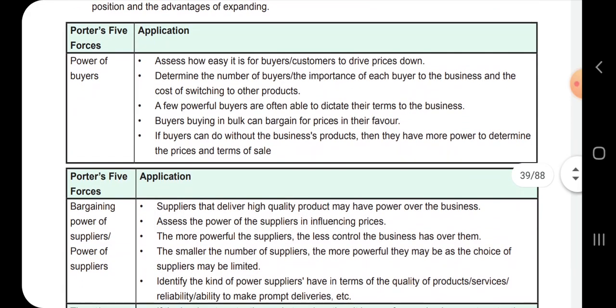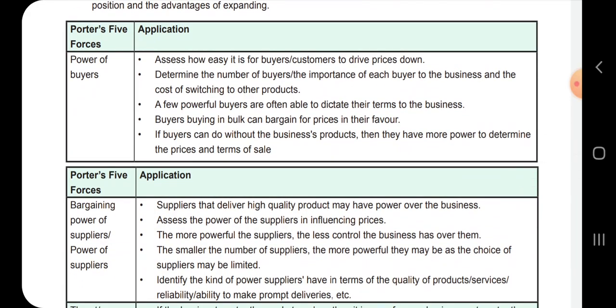So Porter's 5 forces focus on the power of buyers. So how do you apply the power of buyers? The application is to assess how easy it is for customers to drive prices down. You determine the number of buyers, the importance of each buyer to the business, and the cost of switching to another product. A few powerful buyers are often able to dictate their terms to the business. Buyers buying in bulk can bargain for prices in their favor.